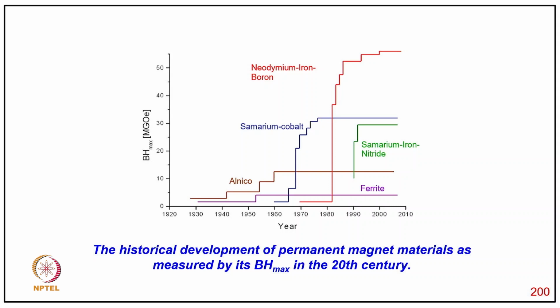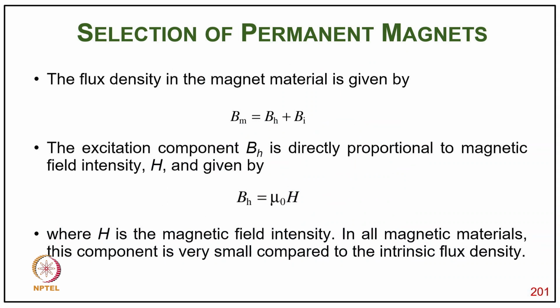So now coming to the selection of permanent magnets, the flux density in the magnet material is given as Bm equal to Bh plus Bi. The excitation component Bh is directly proportional to the magnetic field and given as Bh equal to mu0 H, where H is the magnetic intensity. In all magnetic materials, this component is very small compared to the intrinsic flux density.